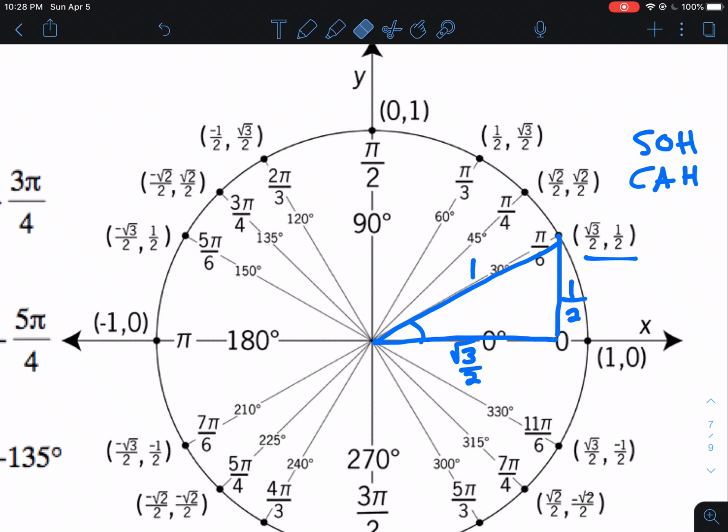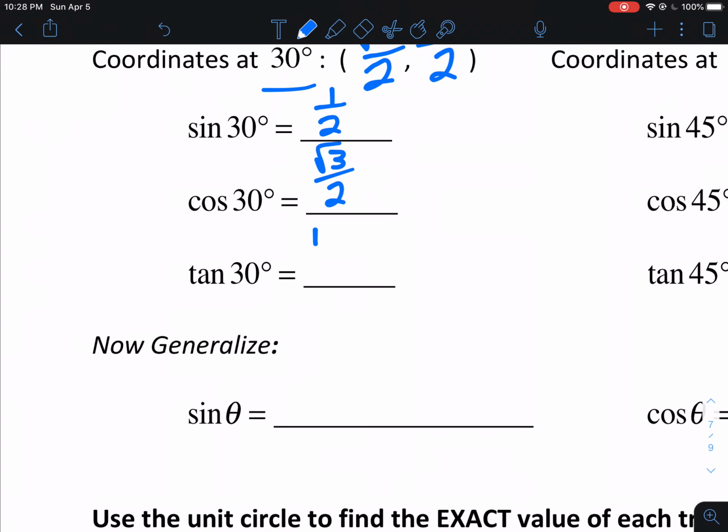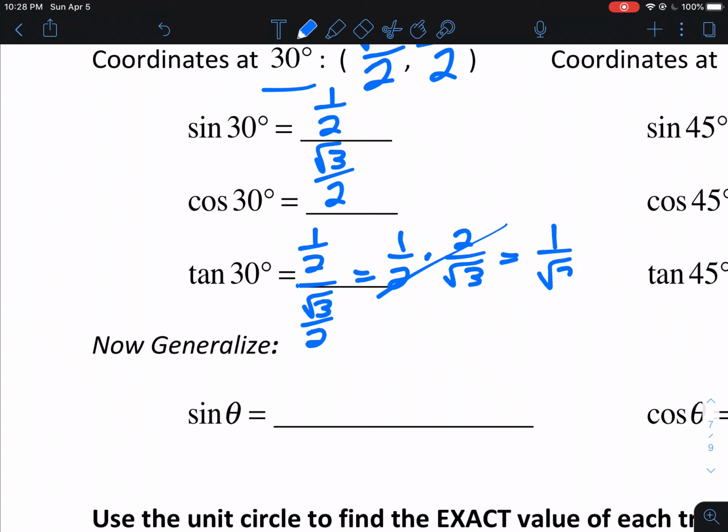For tangent, we're going to be taking our opposite side divided by our adjacent side. So opposite side would be 1/2, adjacent side would be radical 3 over 2. I'm going to work that up here. We're going to take 1/2 divided by radical 3 over 2. When you're dividing fractions, remember that you're going to multiply by the reciprocal. So that's going to become 1/2 multiplied by 2 over radical 3. Then I can go ahead and simplify the 2's. So my answer for right now is 1 over square root of 3. Only thing I have left to do is rationalize, so multiply by the square root of 3 over the square root of 3, and that becomes radical 3 over 3.